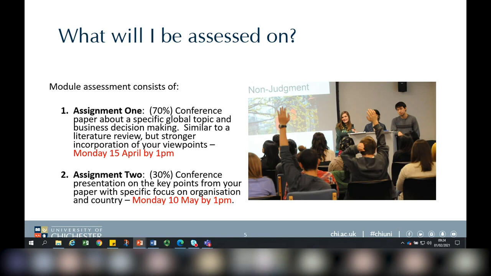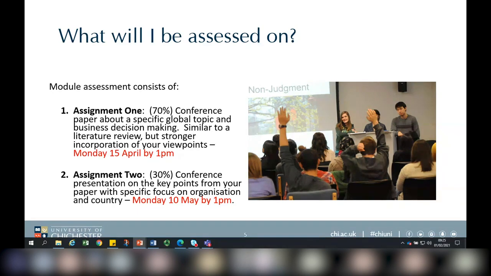So assignment 1 is a conference paper about a specific global topic, and you're going to explore how organisations make decisions. Some of the early business decision-making models that you've looked at in previous years, you're going to apply to the global situation. Having that global focus is really important. So, for example, if you're interested in homelessness, you need to think about it from a global perspective, not just a UK one.